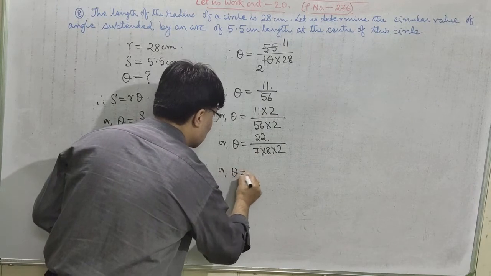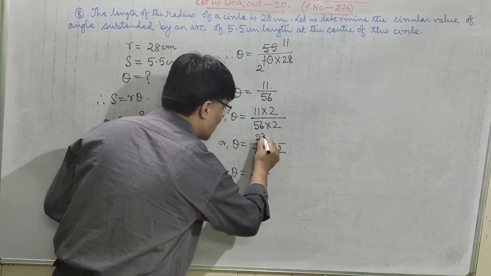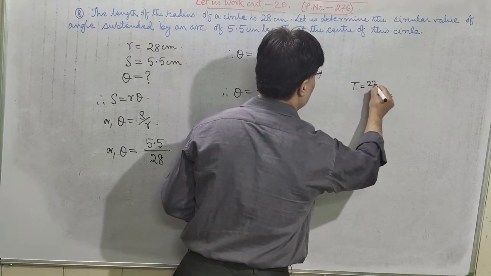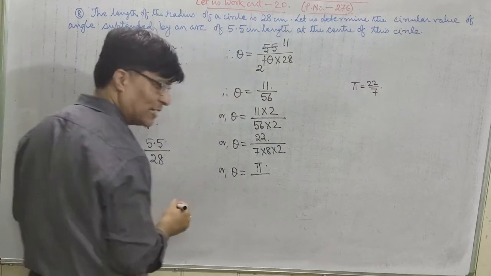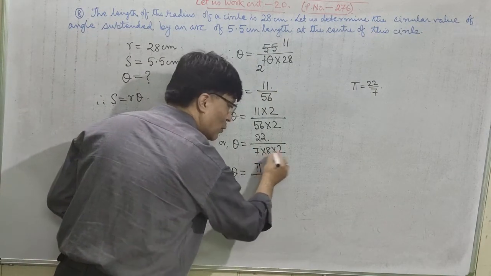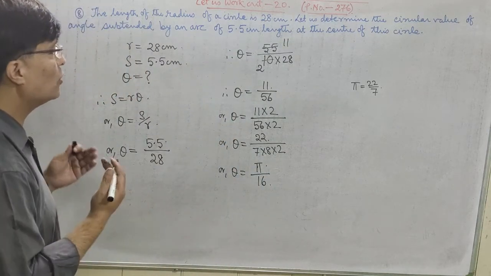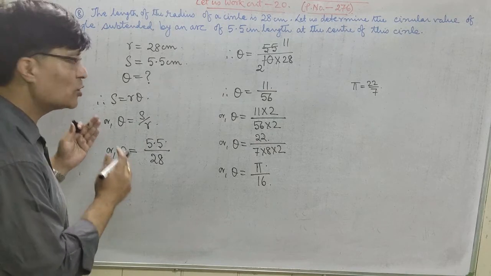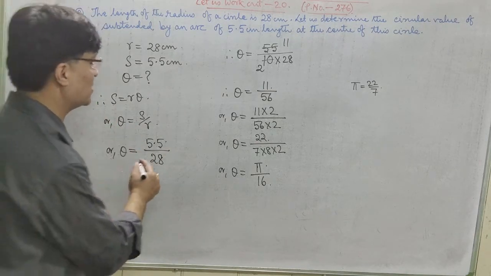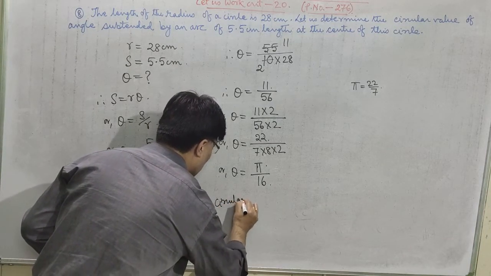So theta is equal to 22 by 7, which means pi, divided by 8 into 2. You know that pi is equal to 22 by 7, so 22 by 7 means pi. What is 8 2s are? 8 2s are 16. So what is the circular value of the angle subtended at the center of the circle? It is pi by 16. That is your answer.